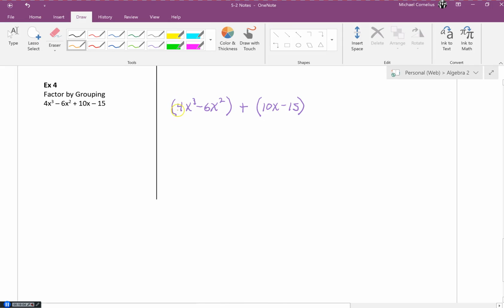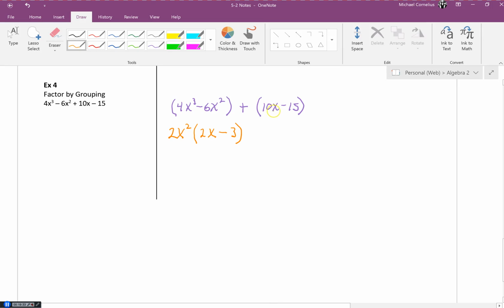In the first grouping, I know that 2 goes into 4 and 6, so I'm going to factor out a 2. I also know there's 3 x's next to the 4 and 2 x's next to the 6, so I can pull 2 of them out. That leaves me, again, all you have to do is divide 4x cubed divided by 2x squared. That is 2x. 6x squared divided by 2x. That's 3.